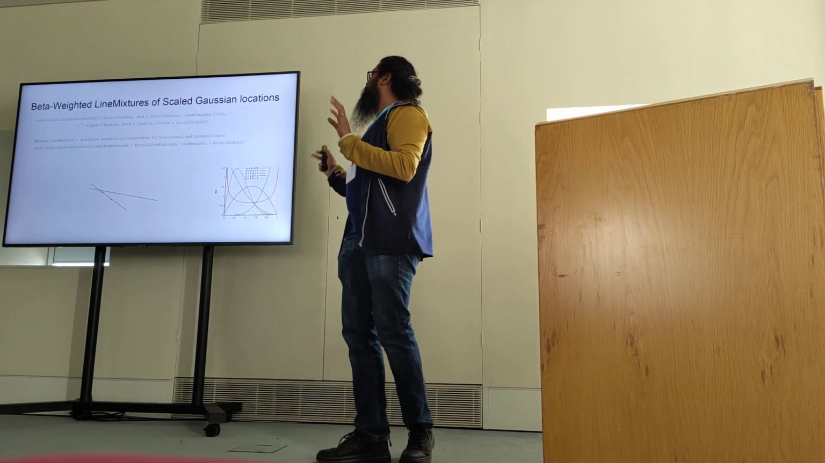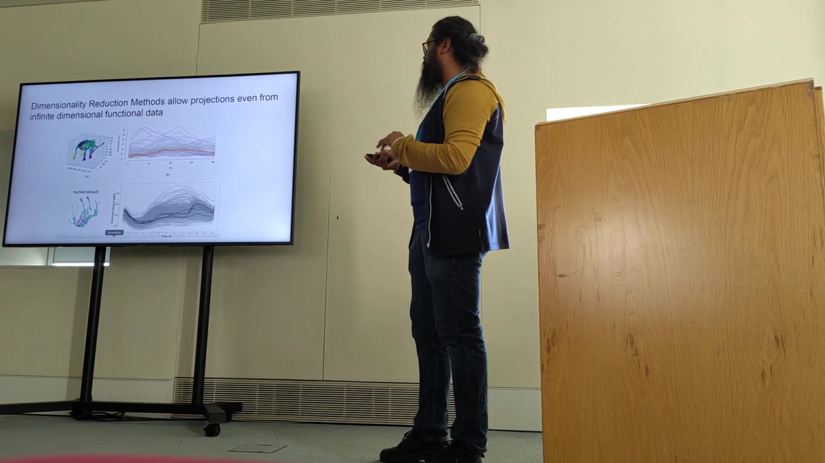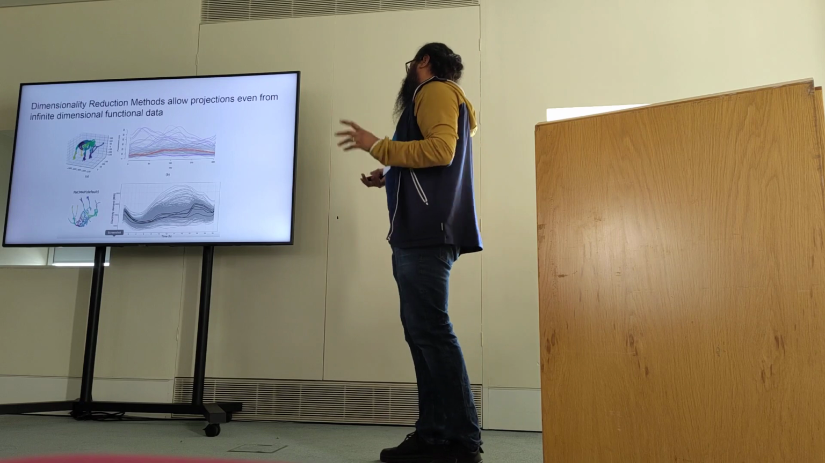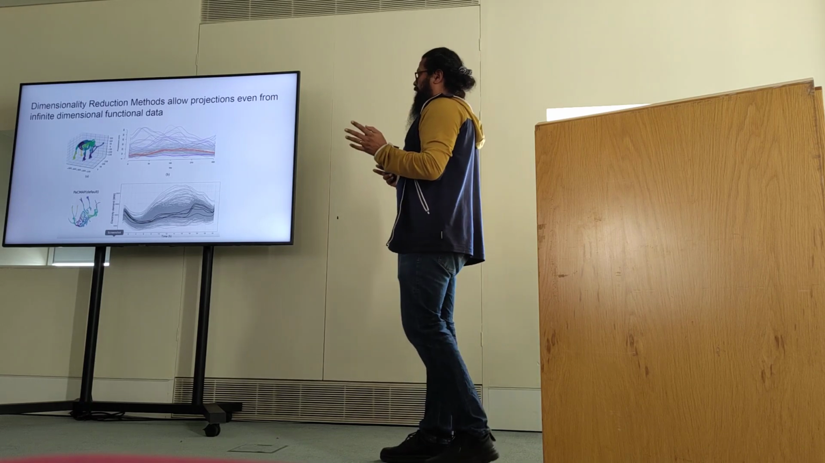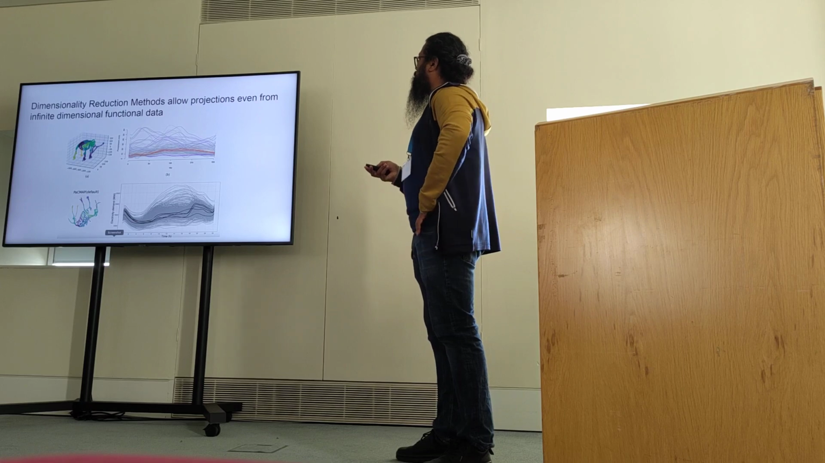So this is basically the beta-weighted line mixtures of scaled Gaussian locations, and that's quite rich enough to produce counterexamples for all the density estimator methods I know, both with L1 and L2 smoothing. Actually, only with L2 smoothing, because L1 smoothed ones don't exist.